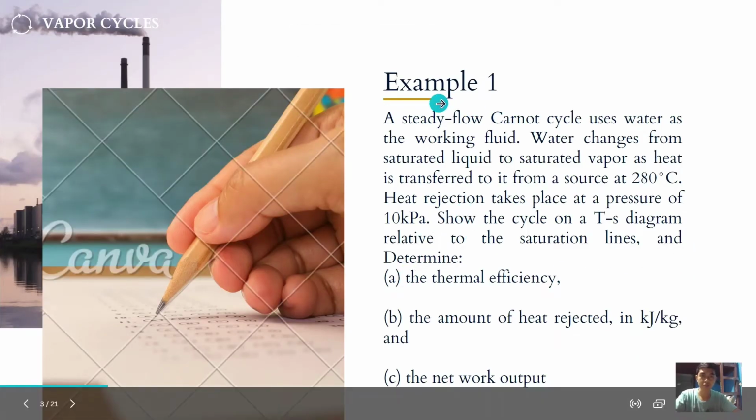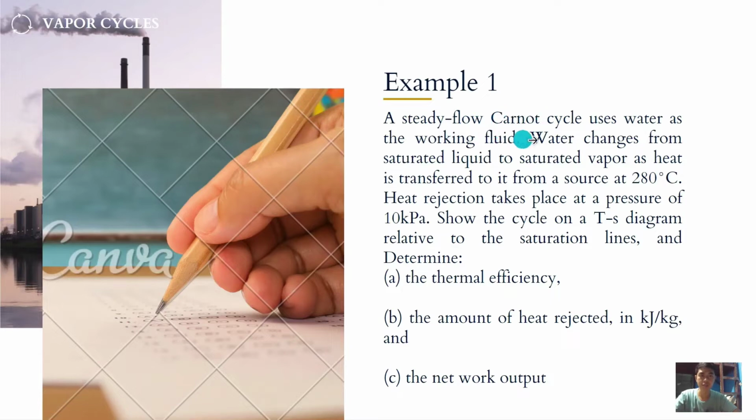So yeah. Example number 1. A steady flow Carnot cycle uses water as the working fluid. Water changes from saturated liquid to saturated vapor as heat is transferred to it from a source at 280 degrees Celsius. So that's the source, here in the boiler.